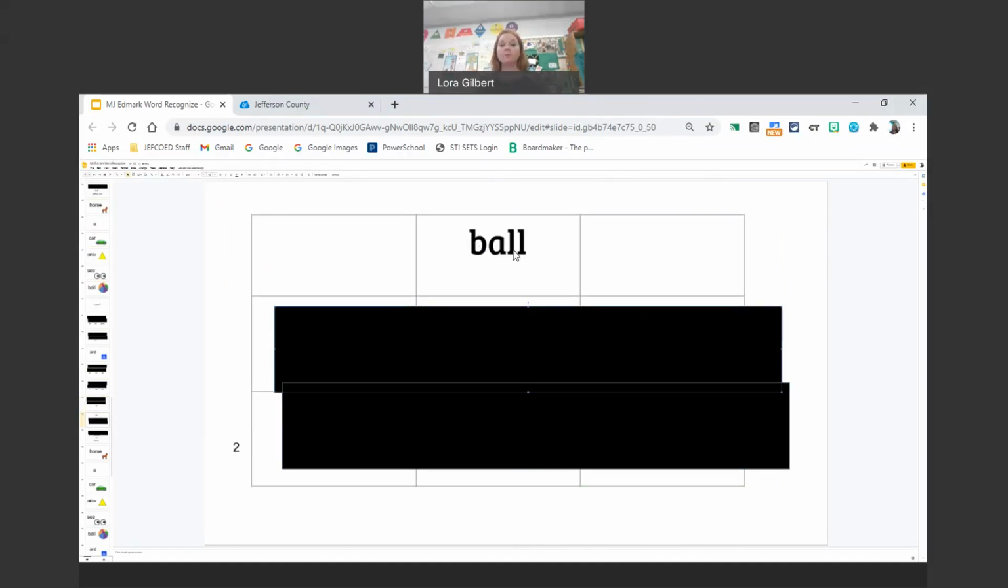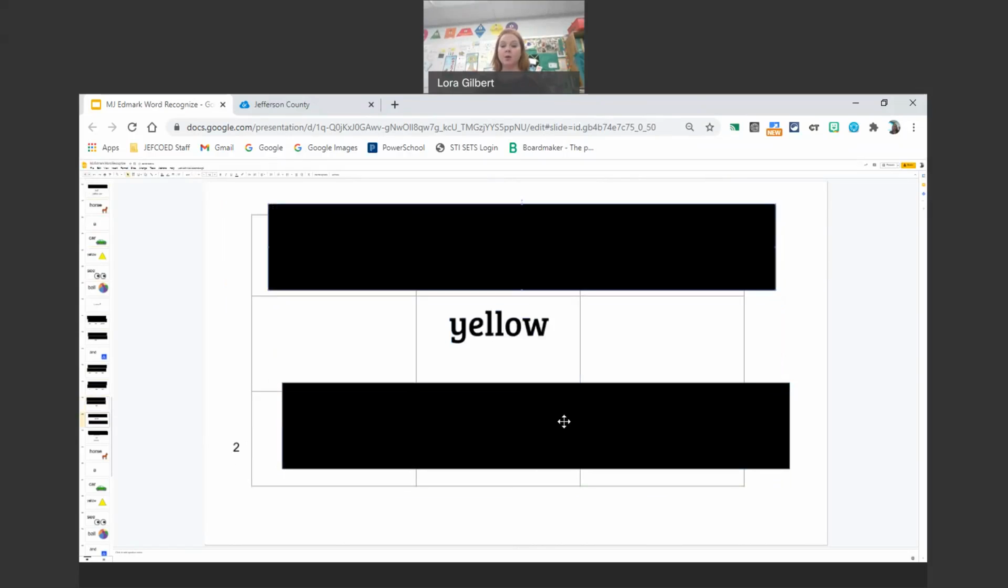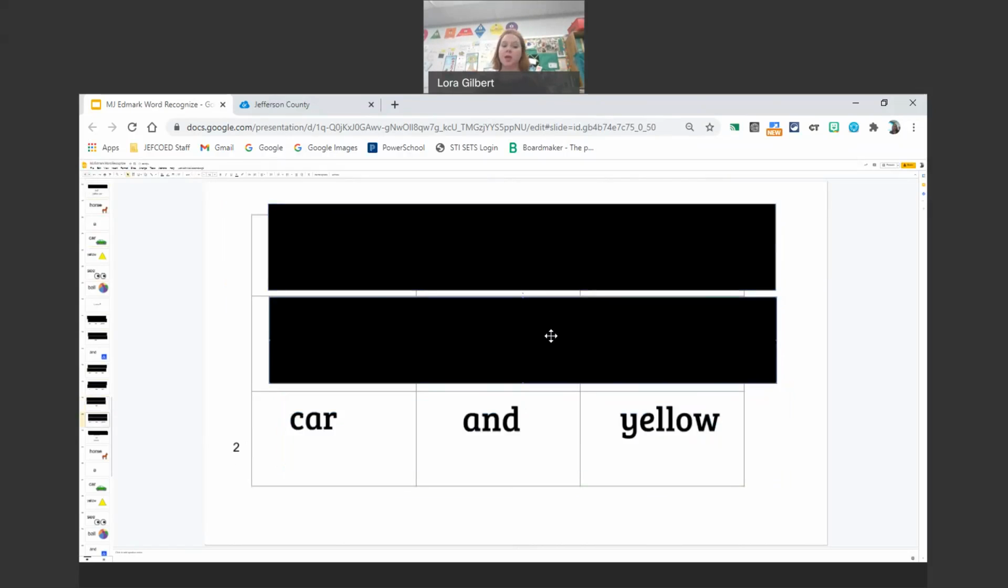What's this word? Ball. What's this word? Yellow. And we want them to say it independently as much as we can. So here again, we have car and yellow, words that they know. You look at the box, it's the number 2, so you would say and, find and. It's not always number 2. Sometimes it's the first one, and sometimes it's the third one.